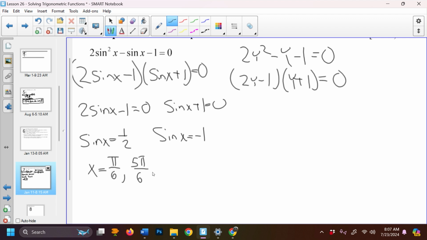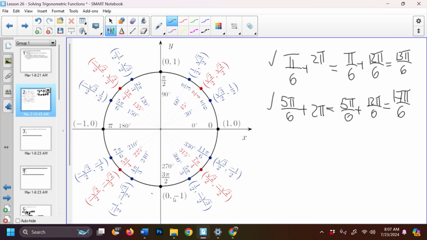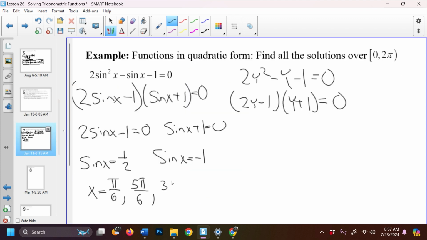And then I can use what I know about the unit circle to figure this one out. Now, hopefully you're doing this in your head already, and just seeing that unit circle in the back of your head and saying that clearly the y value is negative 1 at 3 pi over 2. And those are the only values over this interval from 0 to 2 pi that make that equation true.